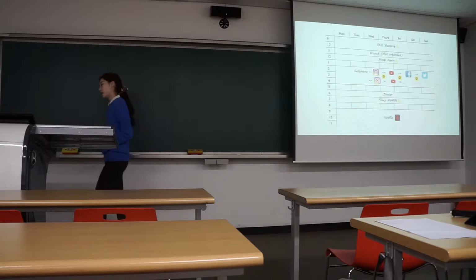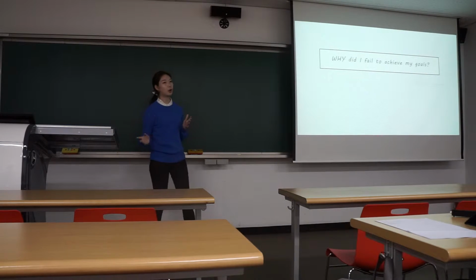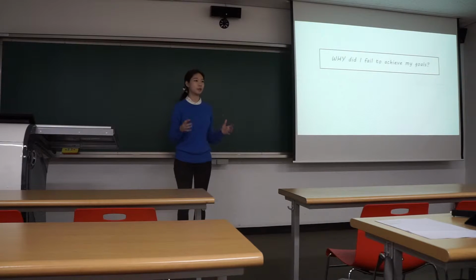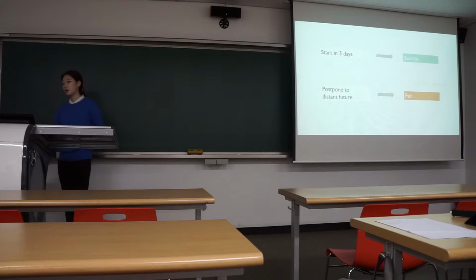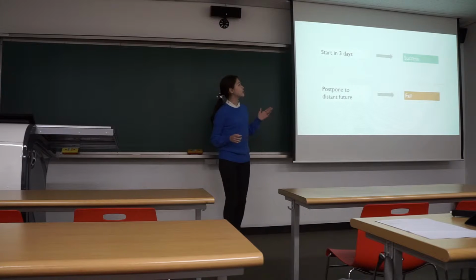So first, why did I fail to achieve my goals? I started to go over my diary and search for the difference between the plans I actually succeeded in accomplishing and the ones I failed. The difference lies in when I start to carry out my plans. For the to-do list items I succeeded in accomplishing, I started immediately, as soon as the plan came into my mind. They were simple things like reading a short book or practicing calligraphy, and within 3 days, I finished it.